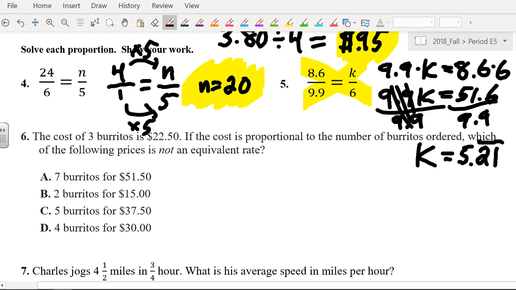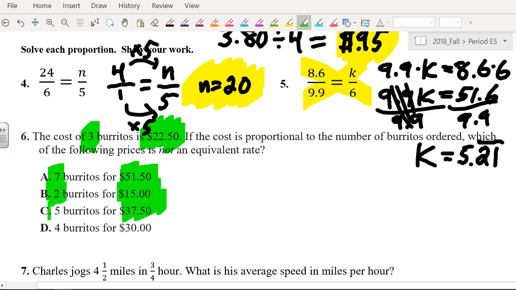Alrighty. So this one's pretty easy. I don't think we need to do this problem, but I can explain to you how I would do it. You would divide this by this and get the unit rate for one burrito. And then we would divide these also and see which one is a different number.